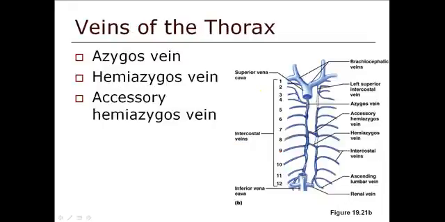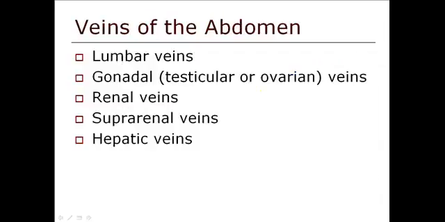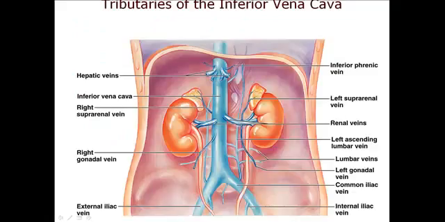Veins of the thorax, they just follow the arteries. You don't need to know them. Veins of the abdomen, they're exactly the same as the arteries, so you don't need to know those. I'm not going to ask you any of these.